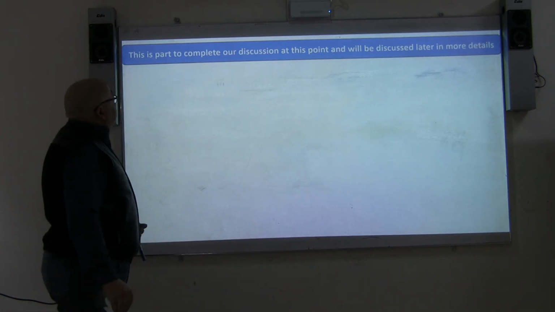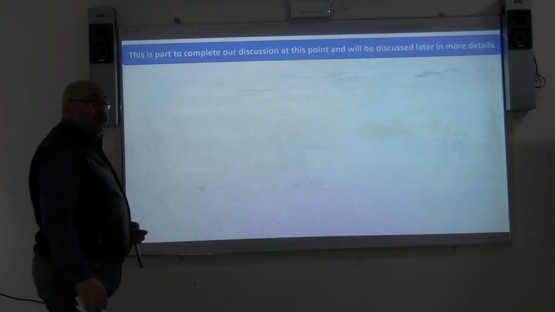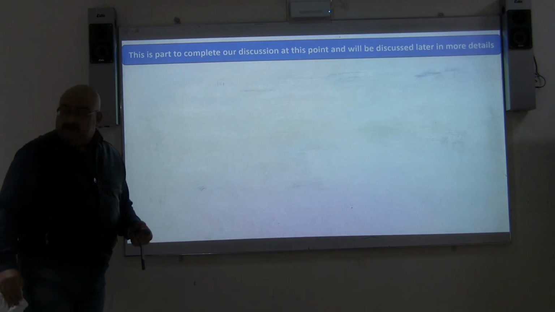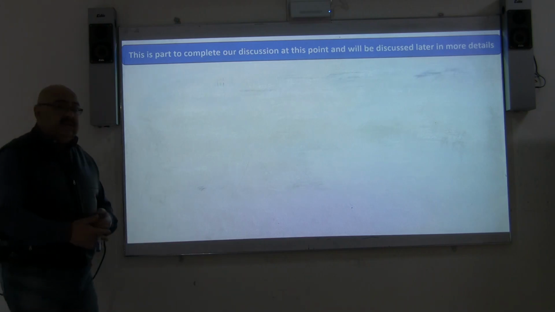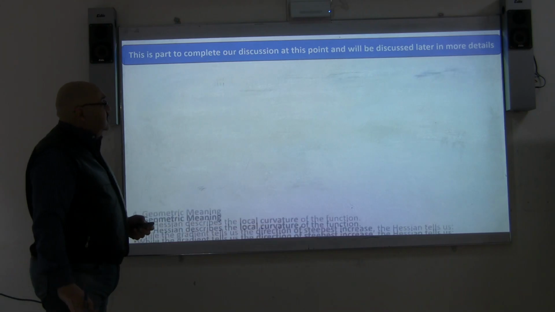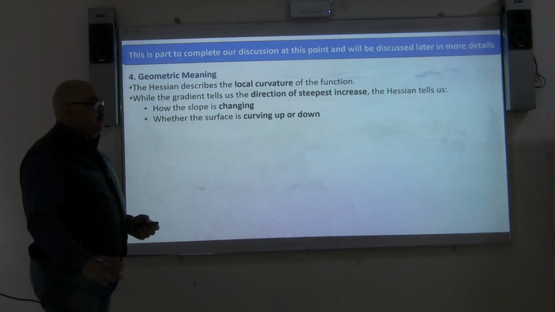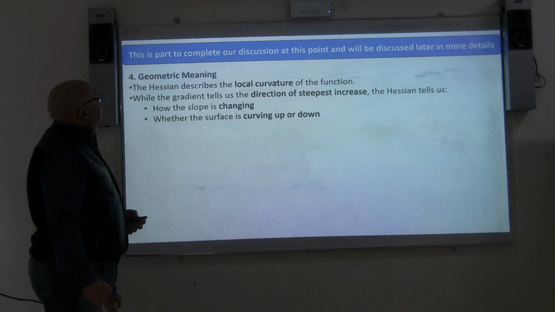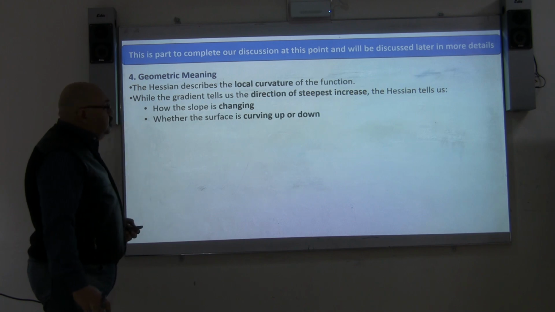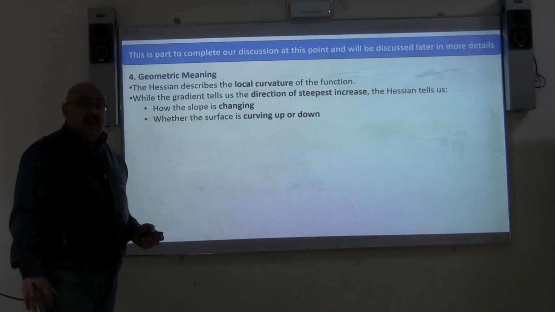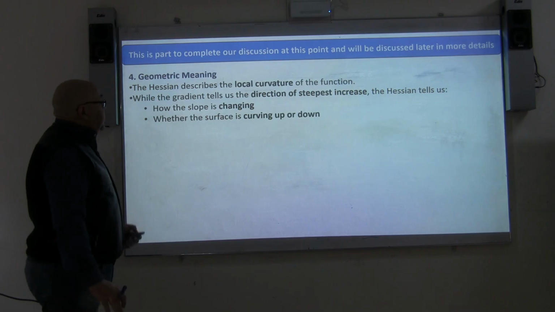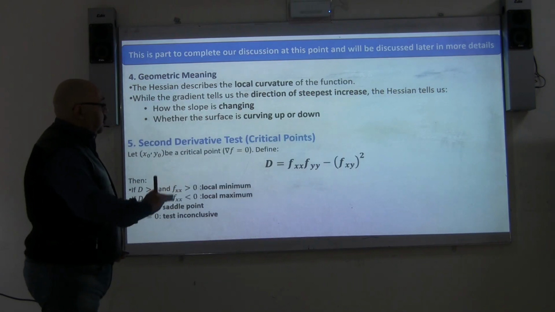Once more, I wanted to complete the discussion of this part, although it is not in the main slides, but we will come back to it down the road. Okay, how is the slope change changing? This is a geometric interpretation of the Hessian matrix and whether the surface is curving up or down.